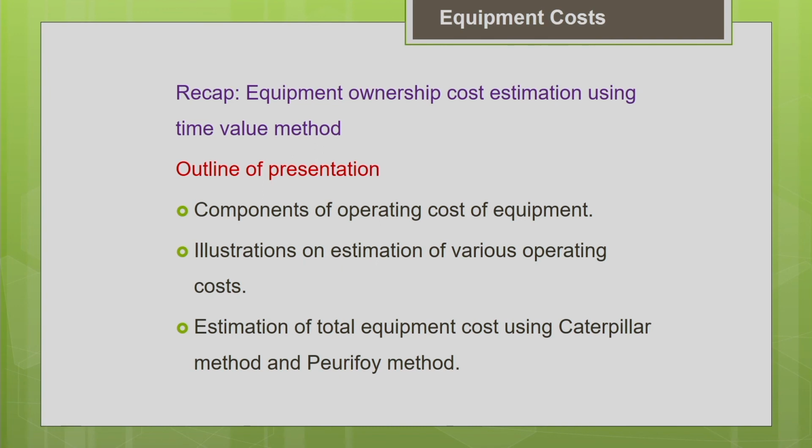This is the outline of today's presentation. I will introduce what the components of the operating cost of the equipment are. We will work out some illustrations on the estimation of the various components of the operating cost. Then we will also discuss how to estimate the total equipment cost using two different methods: one is the Caterpillar method, the other one is the Purify method, which are the commonly adopted methods for equipment cost estimation.